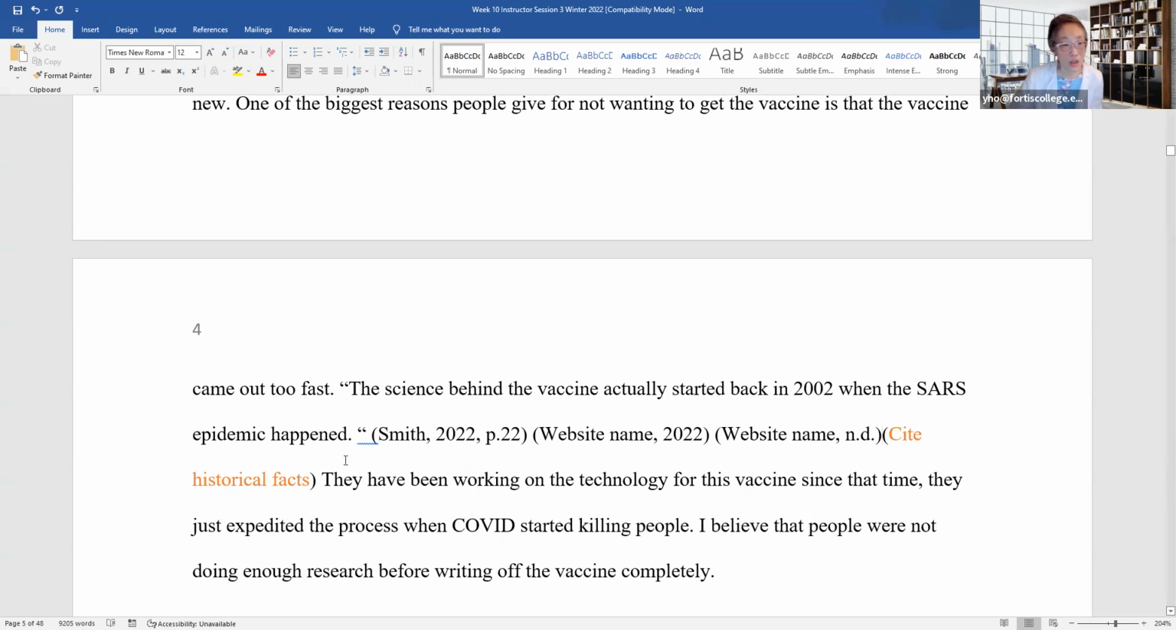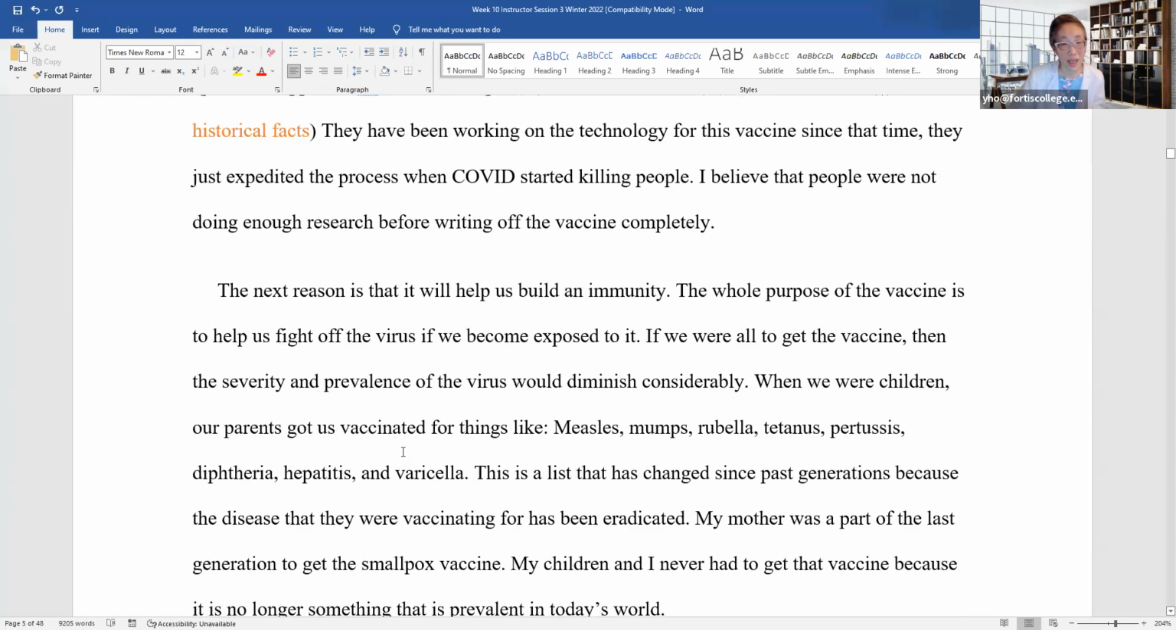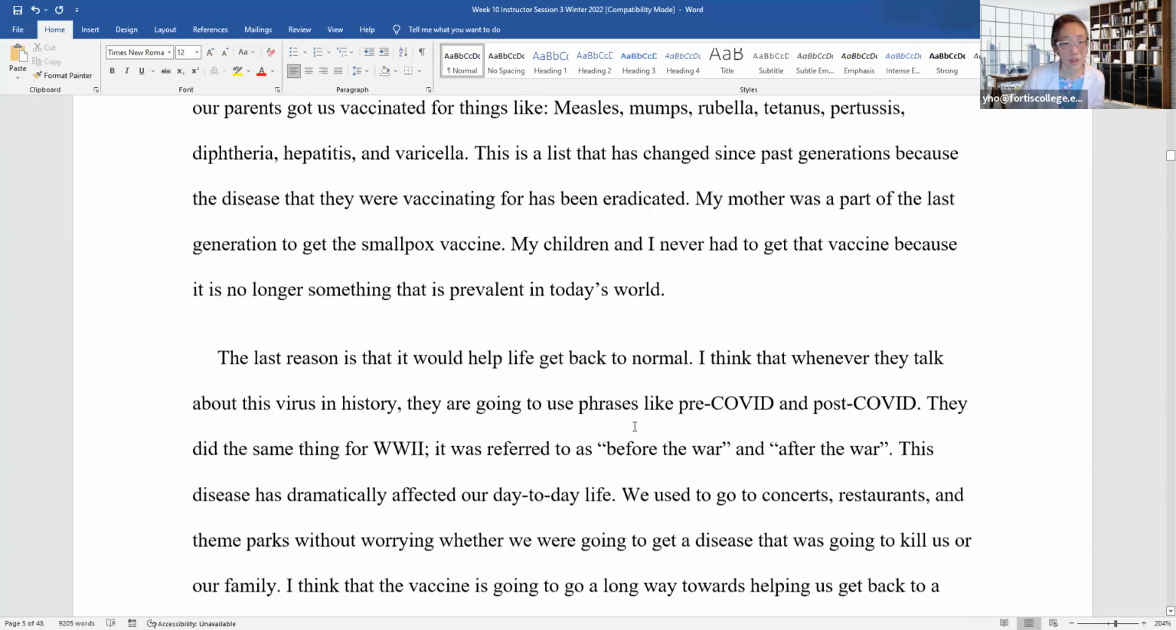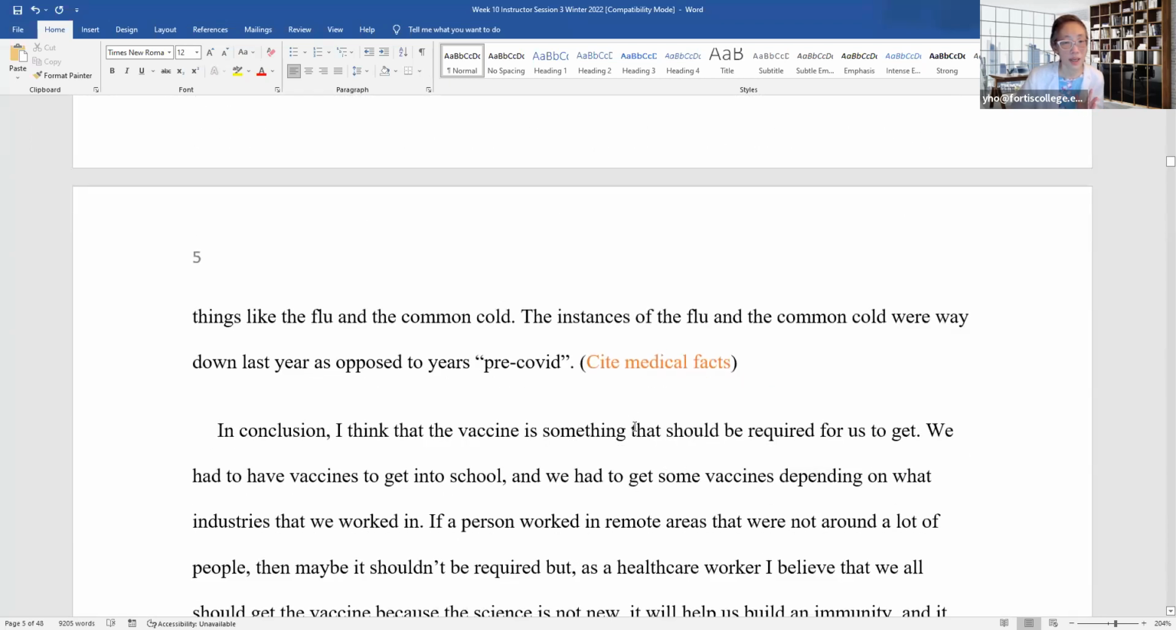Okay, and so either way, when you have a historical fact or a medical fact, you need to cite your source. Here is another one. When we were children, our parents got us vaccinated like measles, mumps, rubella, tetanus. This is a list that has changed since past generations because the disease they were vaccinating for has been eradicated. Since she's talking about her personal life, that does not need a citation.